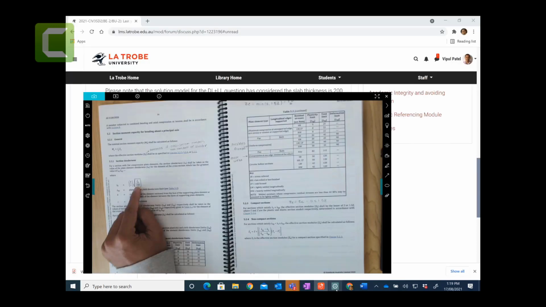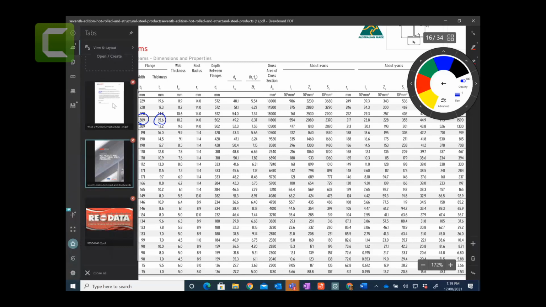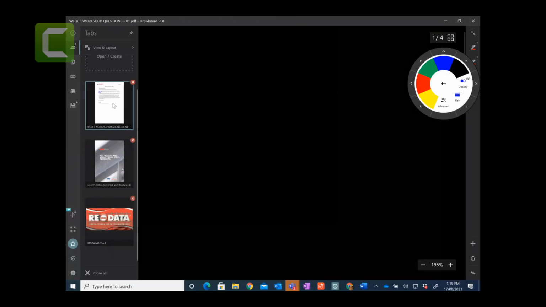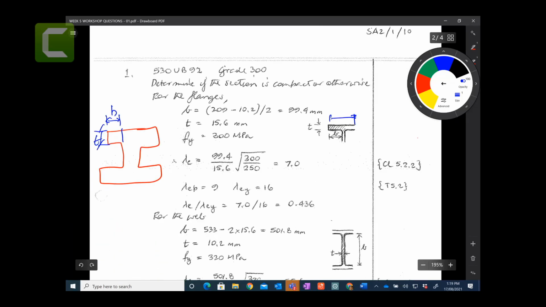So 209 and 15.6. That's the dimensions. And then you have this 10.2, that is the thickness here for the web.